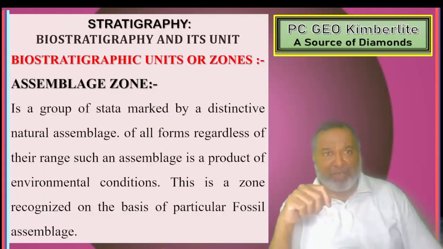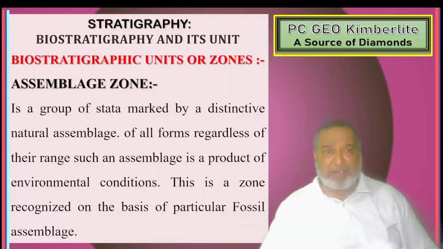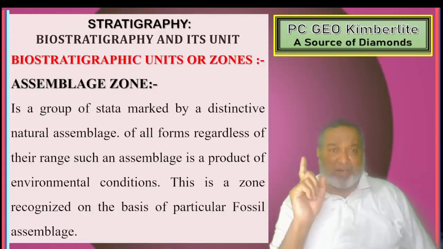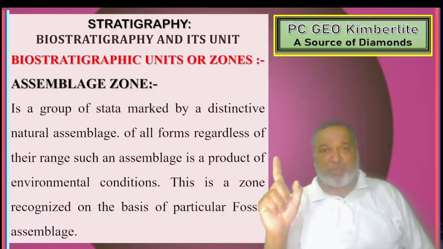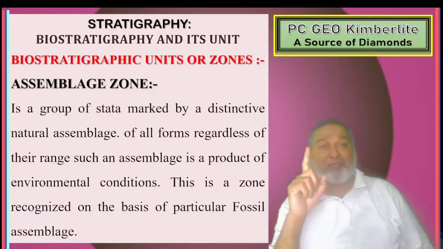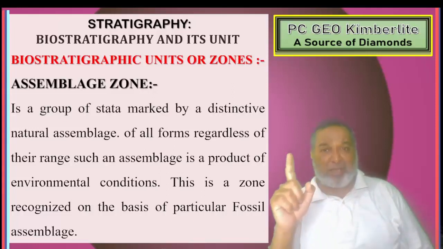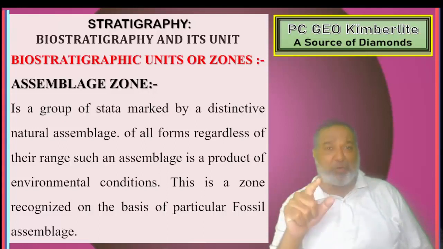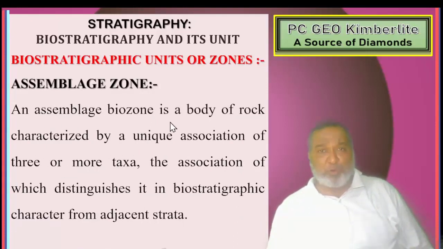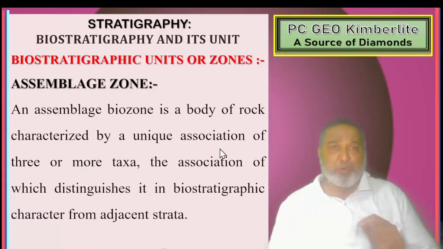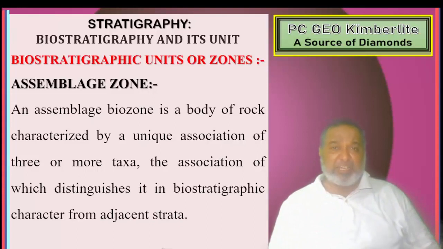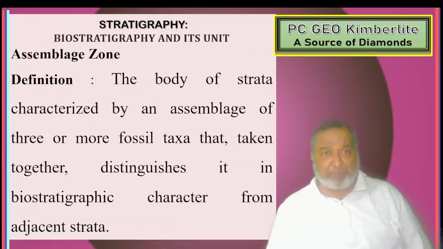Assemblage zone. It is a group of strata marked by a distinctive natural assemblage. Assemblage zone is a group of strata marked by a distinctive natural assemblage of all forms regardless of their range, such an assemblage being a product of environmental condition. Yes, remember it is a product of the environmental condition. This is a zone recognized on the basis of a particular fossil assemblage. An assemblage biozone is a body of rock characterized by a unique association of three or more taxa. The association distinguishes its biostratigraphic character adjacent to the taxa.